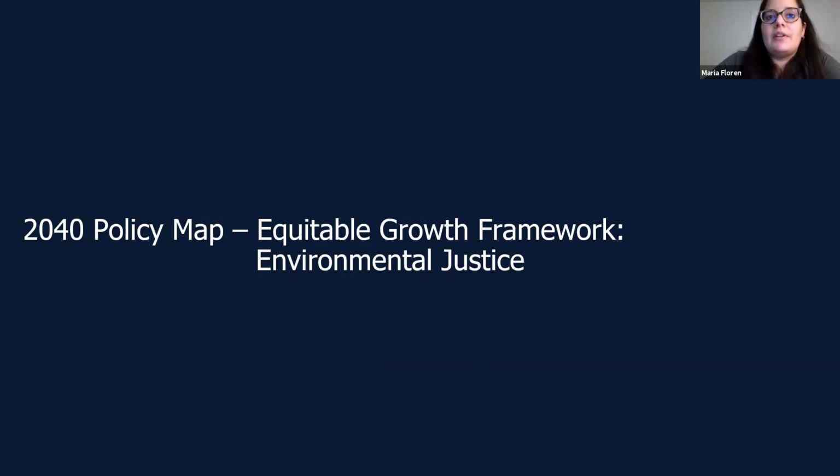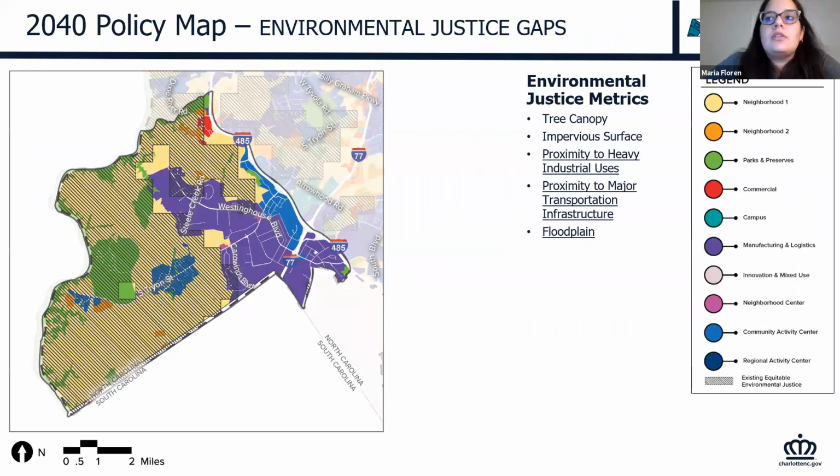So the last component of the equitable growth framework is environmental justice. On the map, the areas outside of the black diagonal hatches are the areas that are impacted by environmental justice issues. The bullet points on this page are the metrics that were used to understand where environmental justice is currently lacking. No new, more intense place types were mapped within the floodplain.